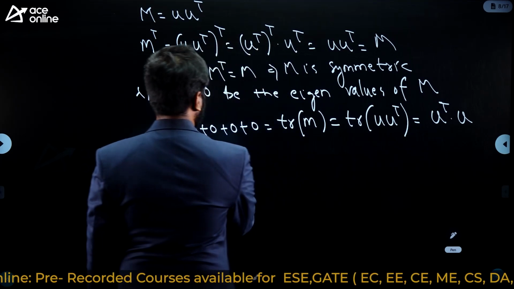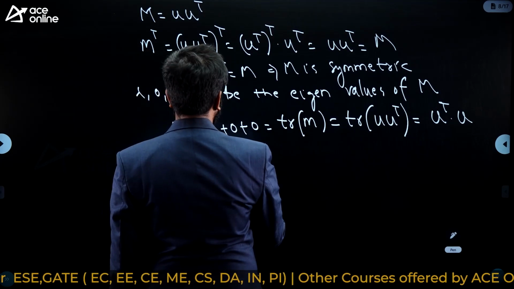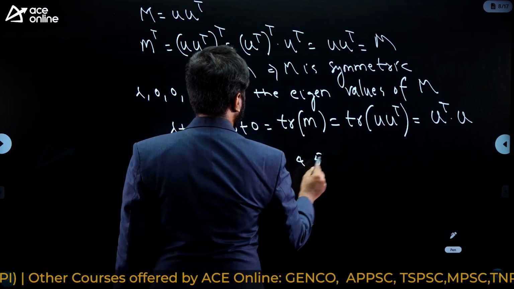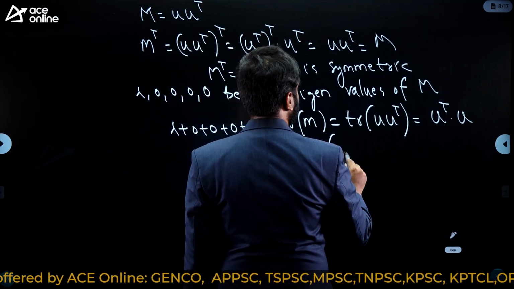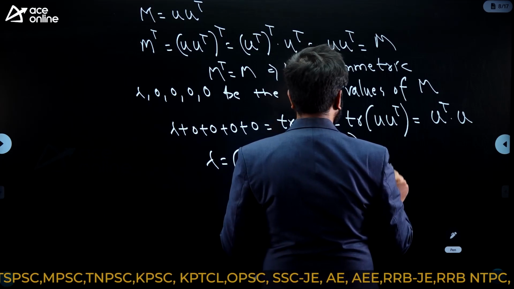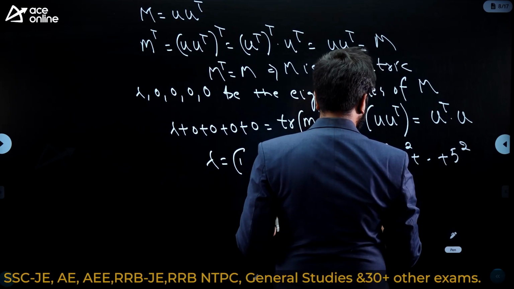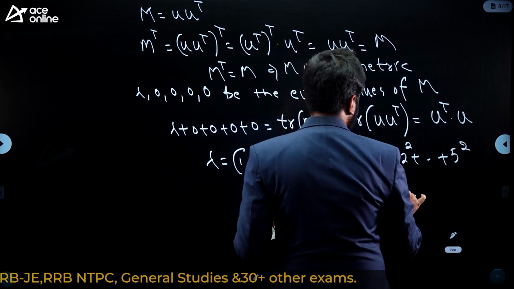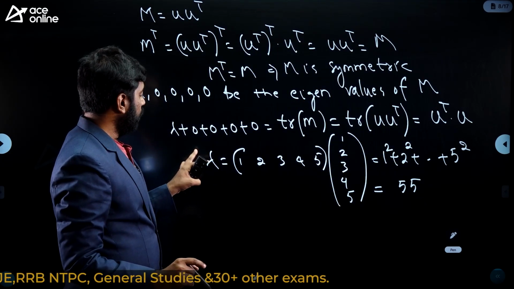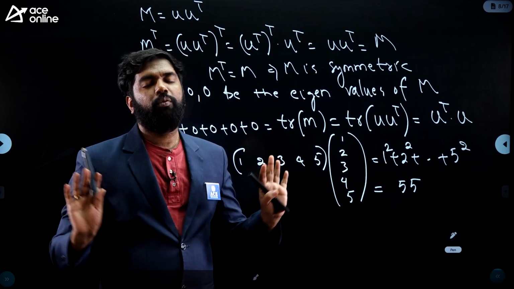So what is U transpose? Here the lambda plus 0 is the same as lambda. U transpose will be like this: 1, 2, 3, 4, 5. What is U? 1, 2, 3, 4, 5. If you multiply, you get 1 square plus 2 square plus so on plus 5 square. How much would this be? If you find it, I think it would be 55. Please verify. So far we have got that there is only one non-zero eigenvalue, and that is 55. Remaining all are zeros. What next?